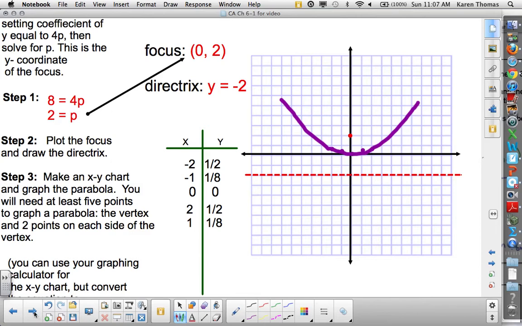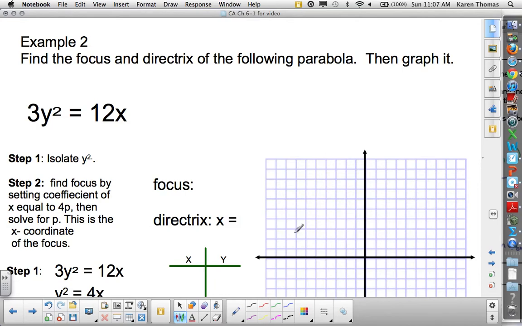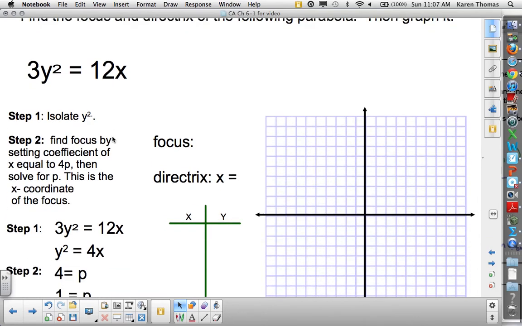Let's try another one. Here we need to find the focus, the directrix, the parabola, and graph it. This is 3y squared equals 12x. Step 1 is to isolate the y squared. So I'm going to divide both sides by 3 to get y squared by itself.